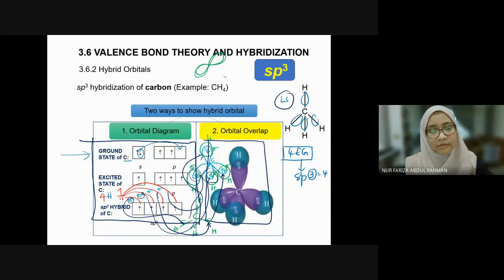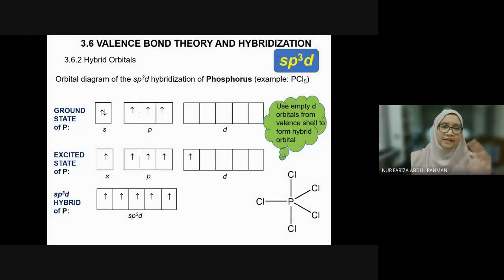It depends on the question, okay? Alright. Two more. The sp3d example is PCl5. When we draw the Lewis structure, this is how PCl5 looks like. This is the Lewis structure for PCl5.